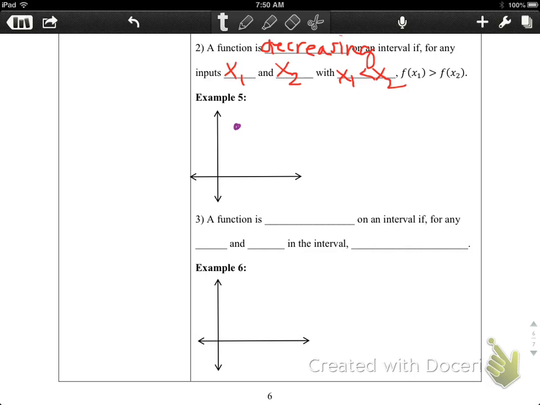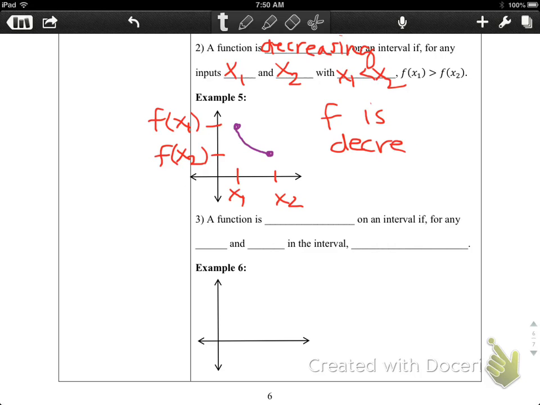You have, all right, and again, if you think of a car going on that track, you can tell that it's decreasing. So that's x sub 1, and that's x sub 2. And this time, this is f of x sub 2, and that's f of x sub 1. Okay, because f of x sub 1 is larger than f of x sub 2. So we would say that f is decreasing on x sub 1 and x sub 2.